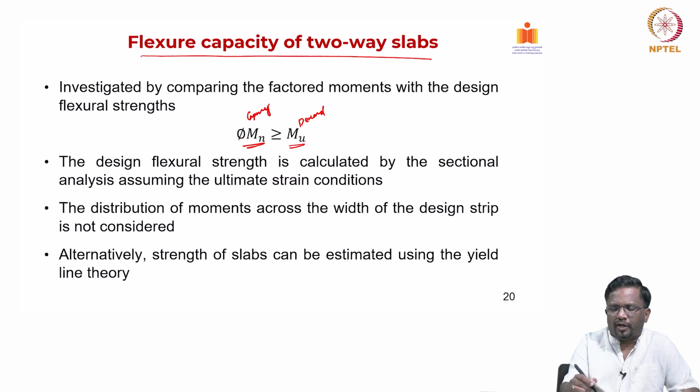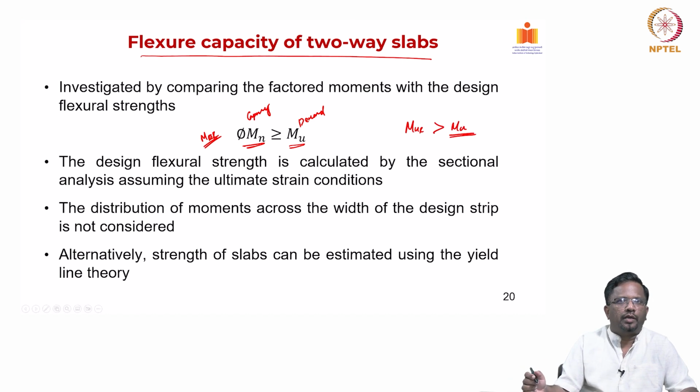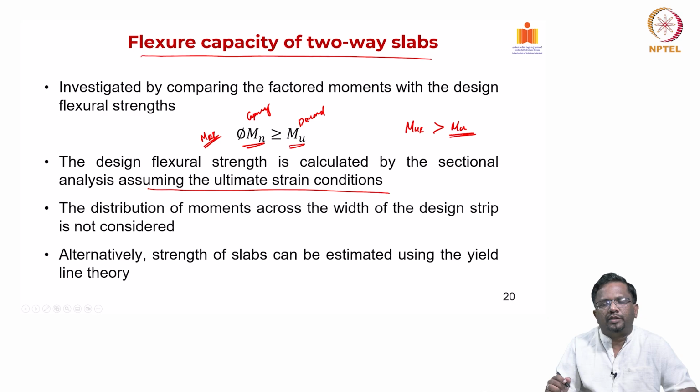In the IS code we say MR, moment resistance at ultimate, MUR, right. In the ACI code we write that as a nominal capacity with some reduction factor. So, let us say MUR, the resistance, has to be greater than your demand, right. Then the design flexural strength is calculated by sectional analysis assuming ultimate strain conditions that we have already seen, right. How to use it for flexure ultimate analysis we know.